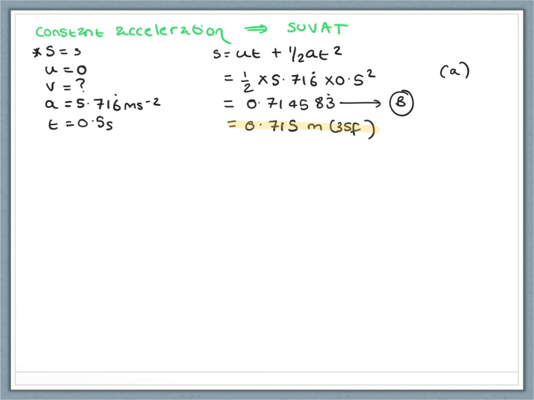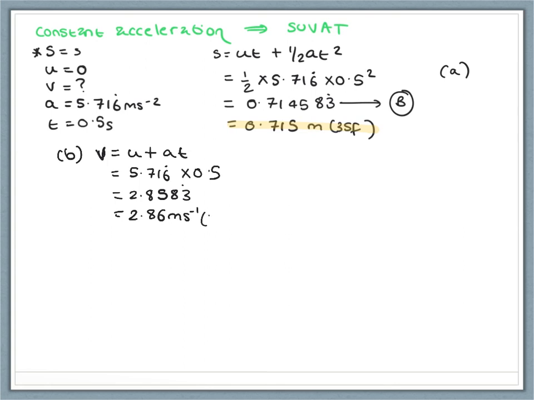Now part B asks us to calculate the velocity of the particles when the string breaks. Of course, they'll both be travelling with the same velocity. So using the same SUVAT information, we can say that v equals u plus at. u is equal to 0, so we simply need to multiply our acceleration by the time, 0.5, which gives us a value of 2.8583 recurring, or 2.86 metres per second, to 3 significant figures. And again, I'm going to store this value in my calculator.